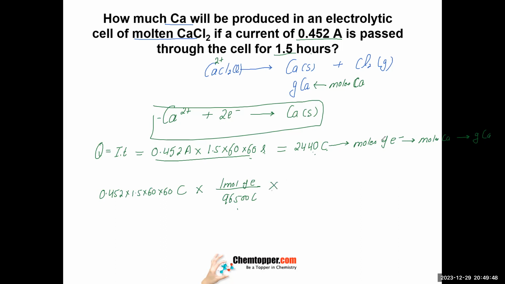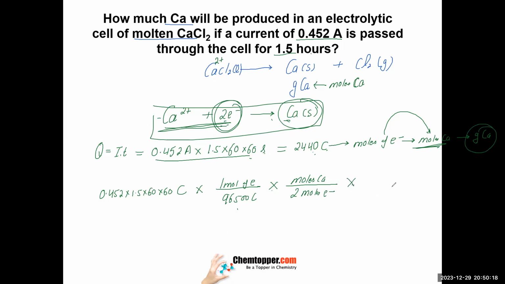Times, I'll go from moles of electrons to moles of calcium. So take this ratio. To get 1 mole of calcium, how many moles of electrons are there? 2. So plug in that ratio. What do you want? Moles of calcium. Take it in the numerator: moles of calcium over 2 moles of electrons. And then convert that into grams. For the gram, I need to look at the periodic table. So I know that 40 grams of calcium is 1 mole of calcium. Can you see this?